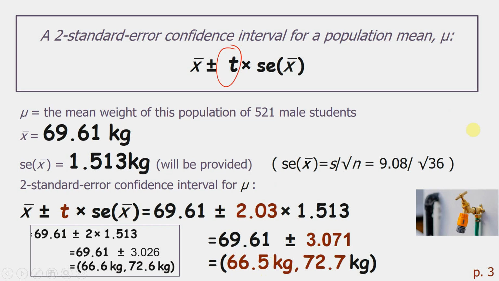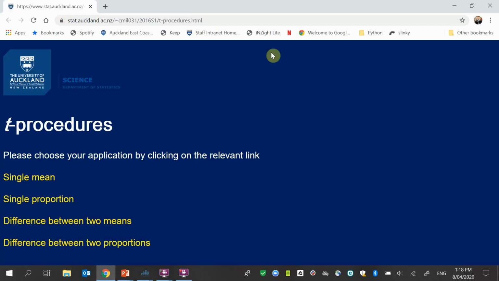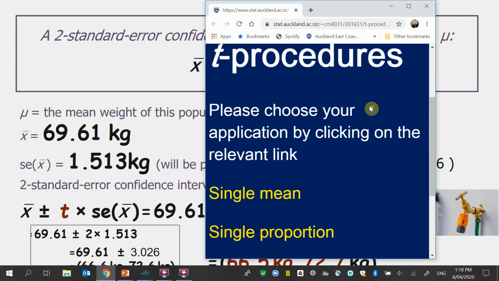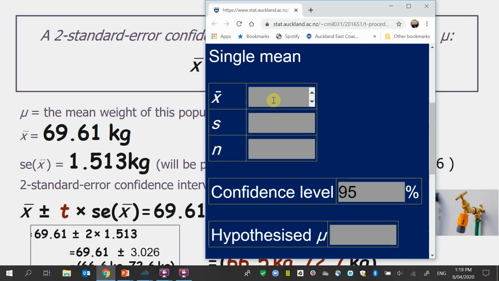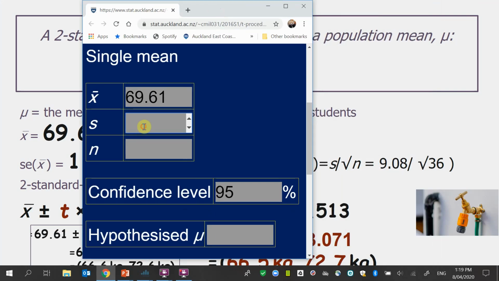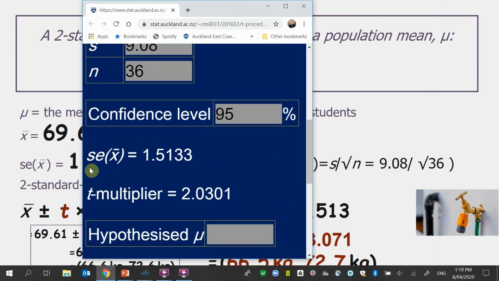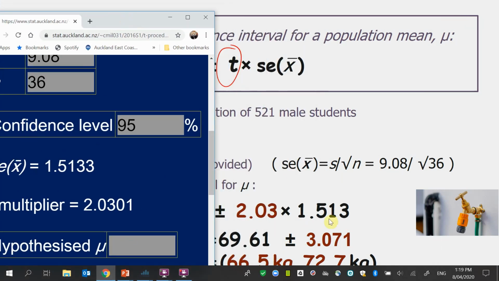So where can we get this t multiplier from? We can get it from the t procedures tool. So the t procedures tool is going to be linked on Canvas, and it looks something like this. We're looking at a single mean, so you pick that one to start. You just need to put in your sample mean and your sample standard deviation, which in our case was 9.08, and your sample size. And it gives you your standard error, so I told you never have to calculate it, there it is, and your t multiplier. Okay, standard error, t multiplier.